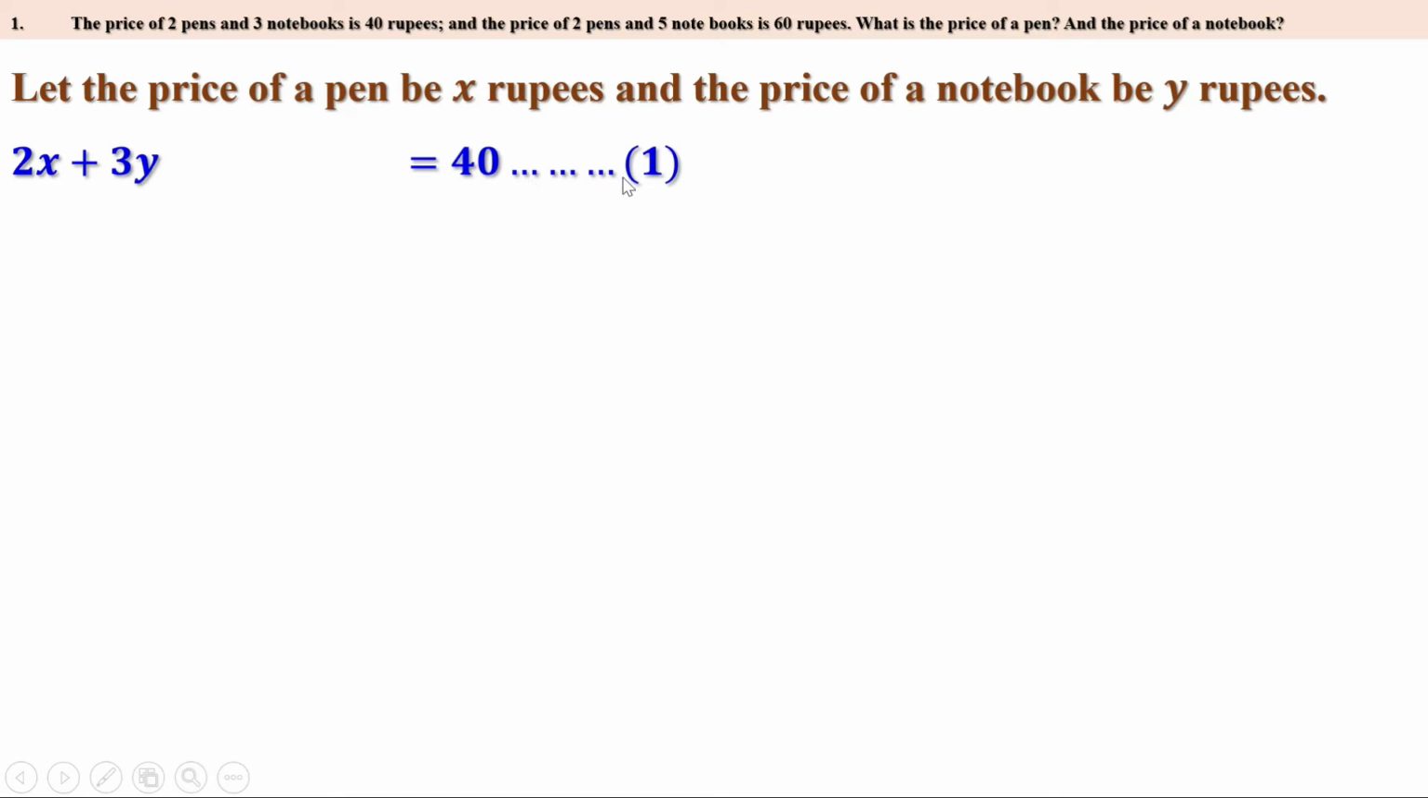Let us take this as the first equation, or equation number 1. Also given that the price of 2 pens and 5 notebooks is 60 rupees. The price of 2 pens is 2x rupees. The price of 5 notebooks is 5y rupees. Therefore, 2x plus 5y equal to 60.